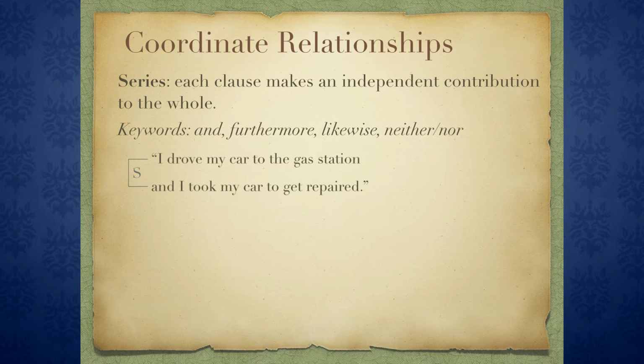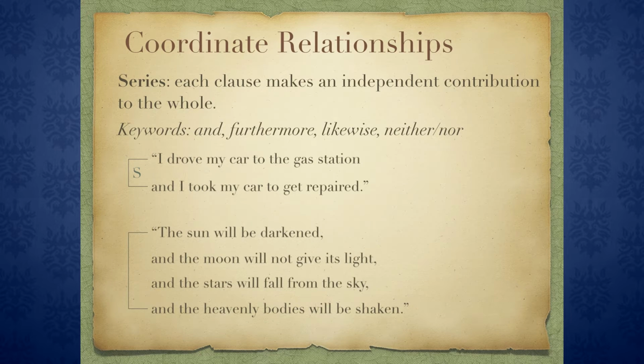Let's look at a biblical example. The sun will be darkened, and the moon will not give its light, and the stars will fall from the sky, and the heavenly bodies will be shaken. Here you notice we've got more than 2 clauses connected. Now with all coordinate relationships, it's okay to have more than 2. You can have 3 or 4 or 5, all connected together. Once we get to subordinate relationships, that'll be a little bit different. But here, remember, it's not just limited to 2.